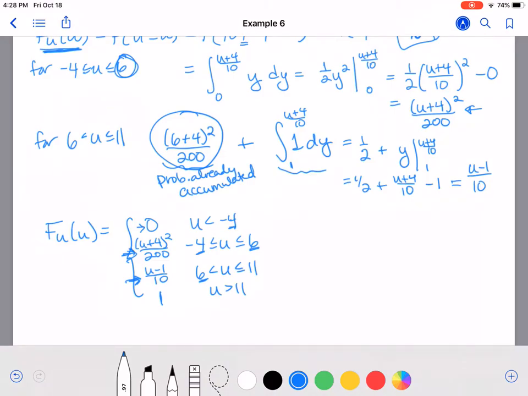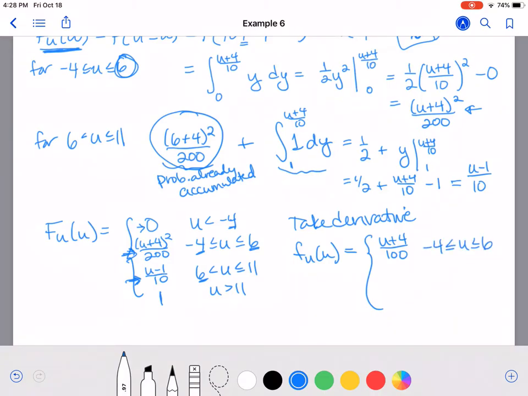So now what we do is take the derivative to get our PDF, little f of u. So what we have, if we take the derivative of the u plus 4 squared over 200, is we bring the 2 down. That will drop it to 100 in the bottom, and we'll just have u plus 4. So u plus 4 over 100. Take the derivative of u minus 1 over 10, and that will just be 1/10. And then this is just 0 everywhere else or otherwise.